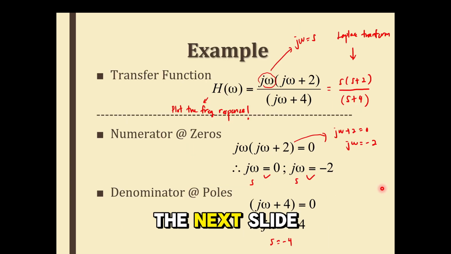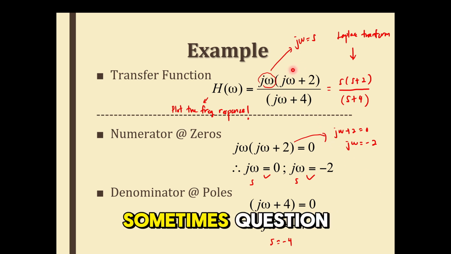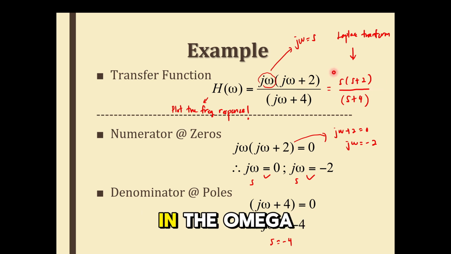The next slide. For example, the transfer function given here can also be written in Laplace form like this. j omega is actually s. Sometimes the question is shown in terms of omega.